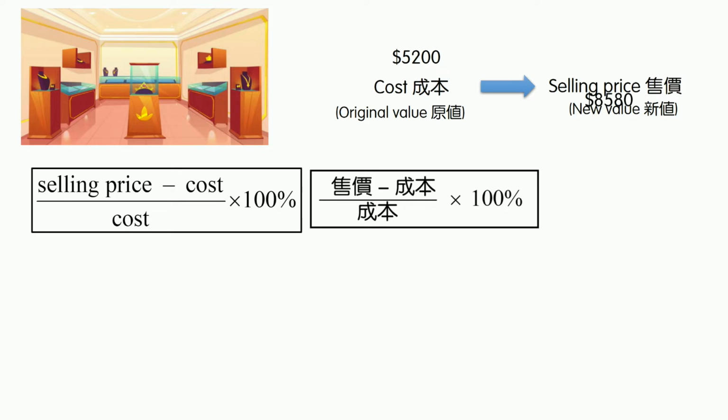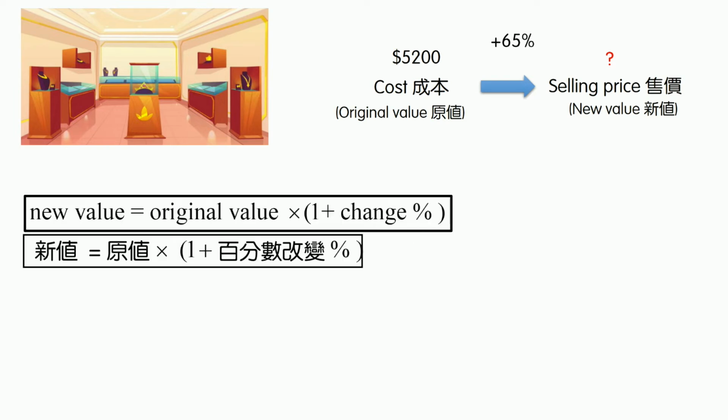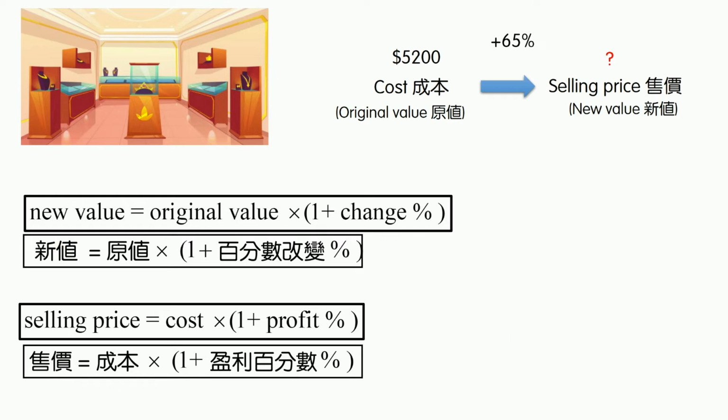With the same cost, but we don't tell you the selling price, we only tell you the percentage profit. Is it possible to calculate the selling price? Indeed we can, because we have previously learned this formula. As long as we have the original value times 1 plus the percentage change, then we can find the new value. Using the terms that we have learned, the original value is the cost, and the new value is the selling price. Now we have this equation.